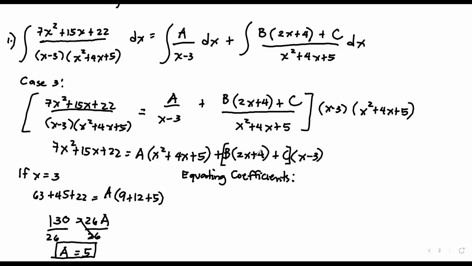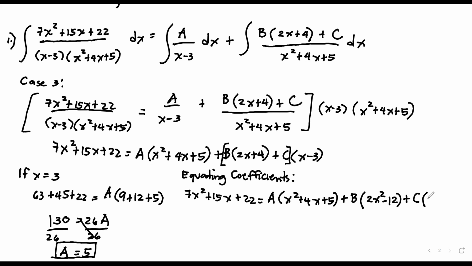Okay, so when we expand this, we will have 7x squared plus 15x plus 22. So okay na tayo sa A: A times x squared plus 4x plus 5. So dito, magiging 2x squared plus b, 2x squared minus 12. Sa C naman, plus c times x minus 3. So equating coefficients for x squared.